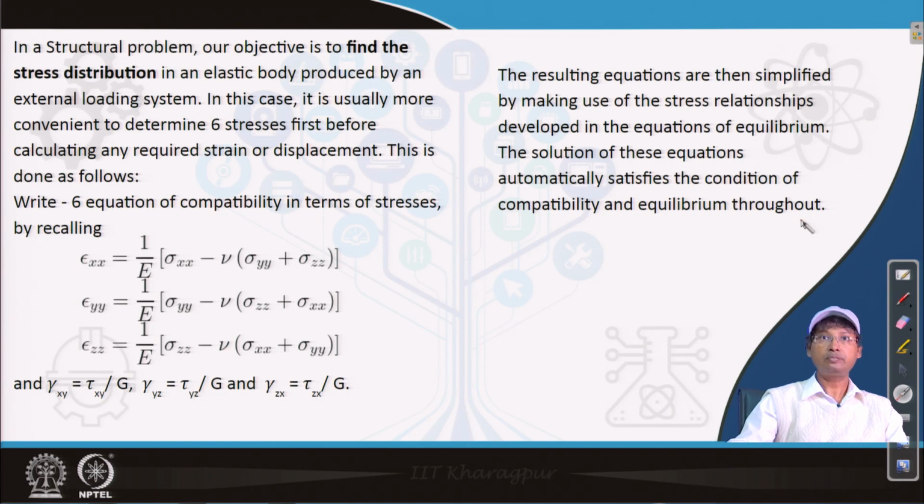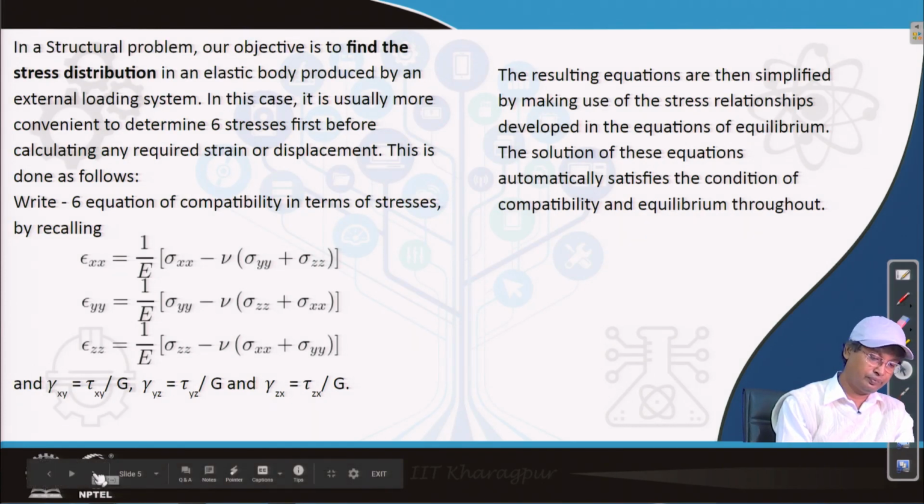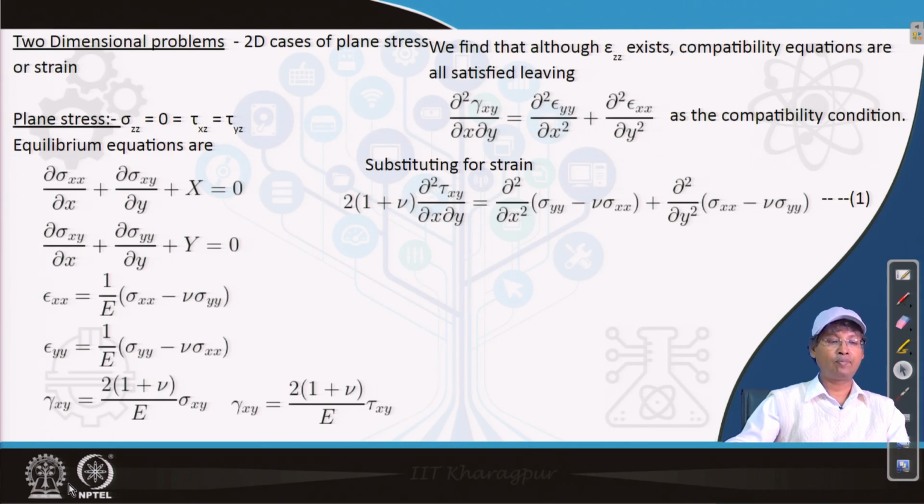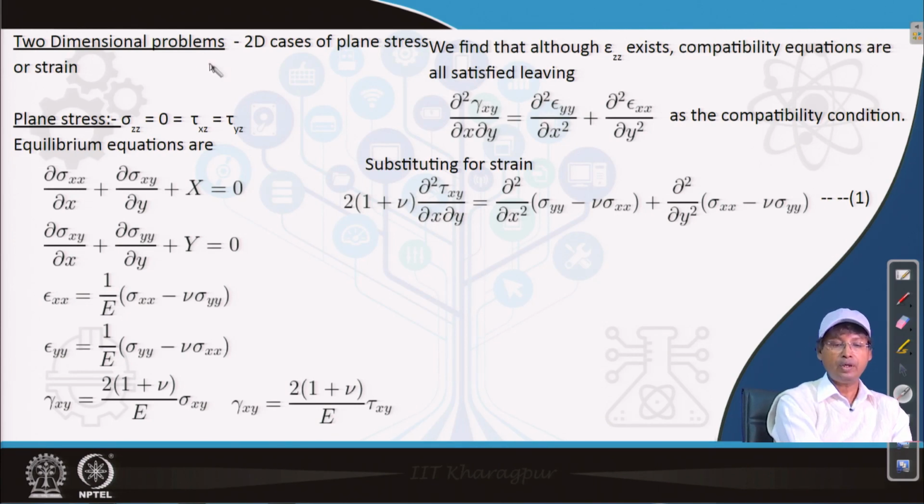So, let us see how we do compatibility in terms of stresses. Again, to make it simpler and to understand it properly, we have reduced our domain to the 2-dimensional problem, the 2-dimensional case of plane stress or strain. First we will consider plane stress today, and plane strain will be discussed in the next lecture.